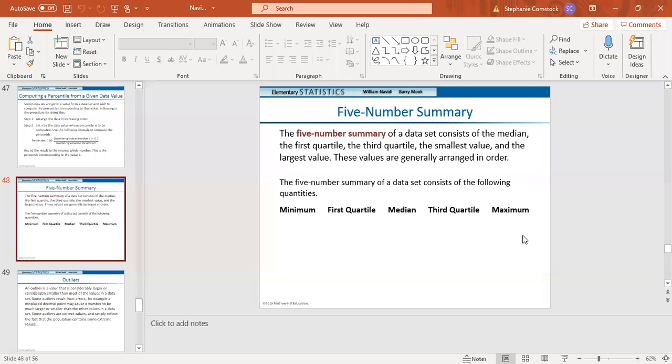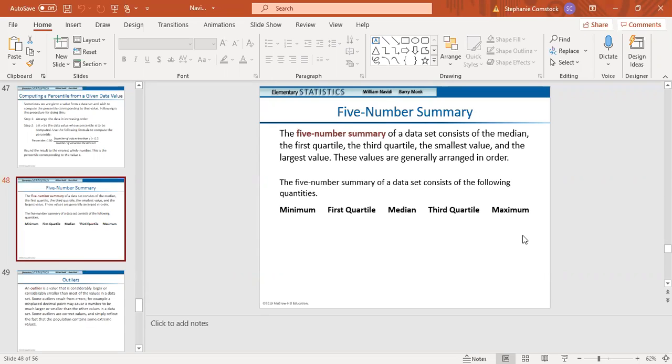Okay, so we're going to talk about a little more of what we can do with this idea of quartiles here for just a little bit. The first thing is we can do what's called a 5-number summary. Basically, this consists of your 3 quartiles, so Q1, Q2, the median, and Q3, along with the minimum and the maximum. And you traditionally put these in order from least to greatest.